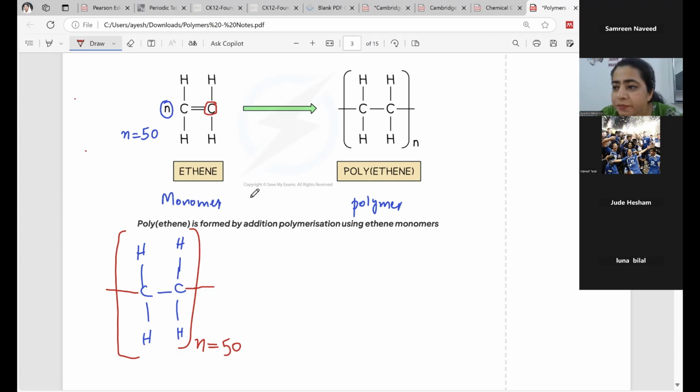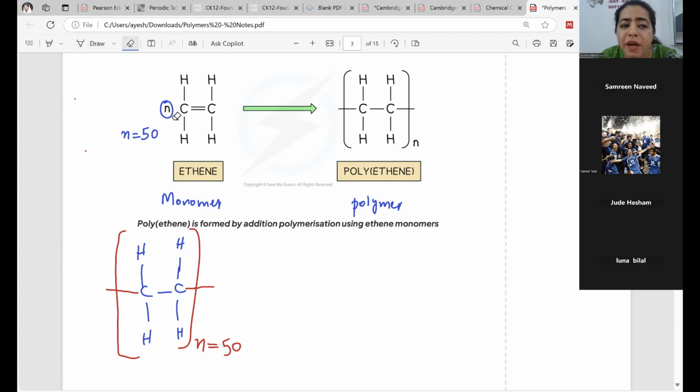Yes, Samri. In the exam, will they give us the number of monomers? How can the question come in the exam? Maybe they can give you ethene and ask you how the polymer will look. Then you will just make this polymer in the bracket and write the same number outside.